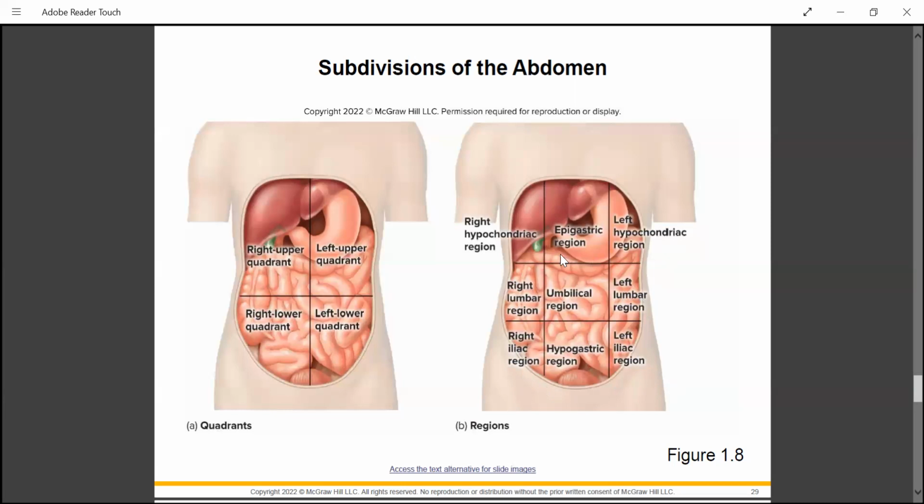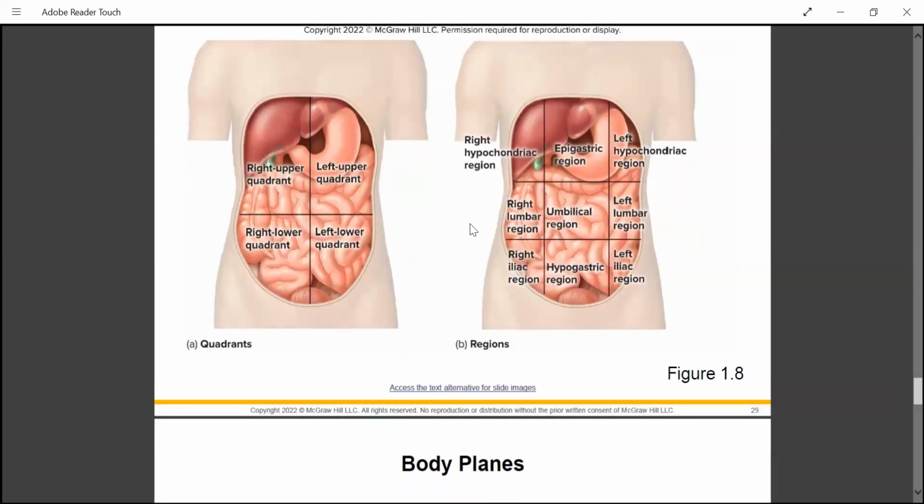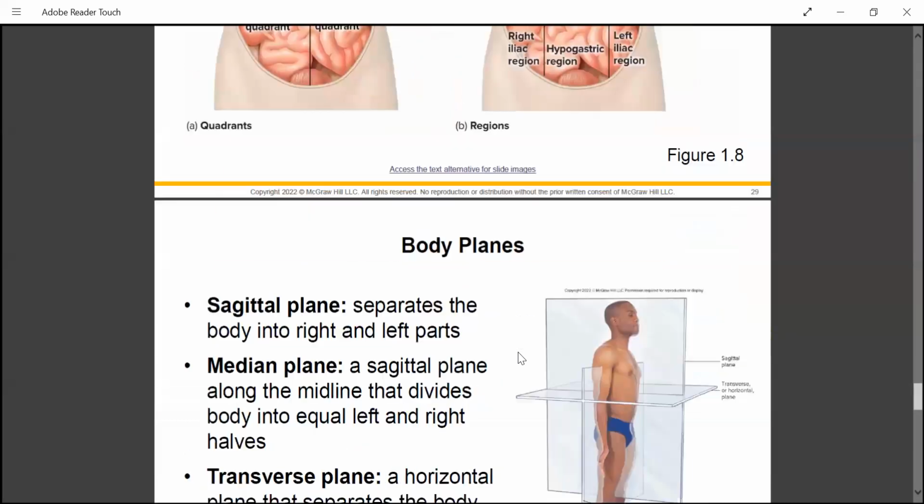So these aren't used quite as often in the medical field, partly because a lot of organs are big enough that they kind of fit in a quadrant, but they definitely go across multiple regions. And this is just a little bit more straightforward. But just know they both exist and remember which one's quadrant, remember quad 4, and which one's your regions.